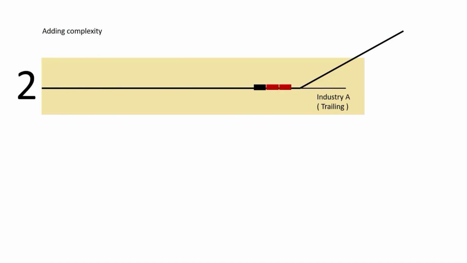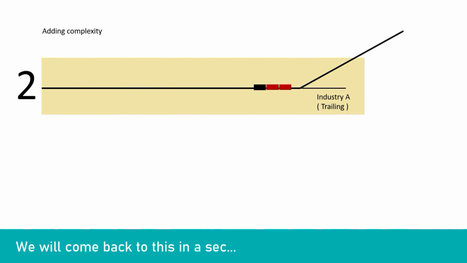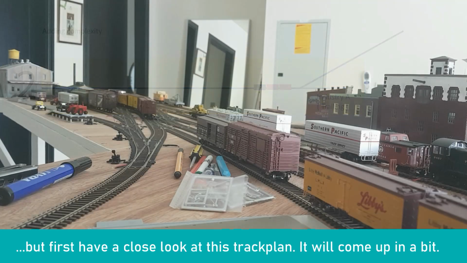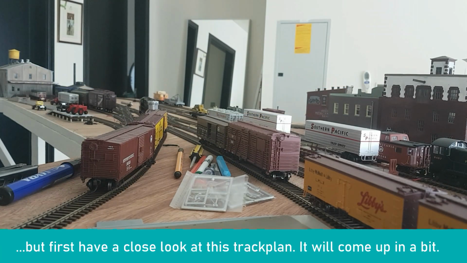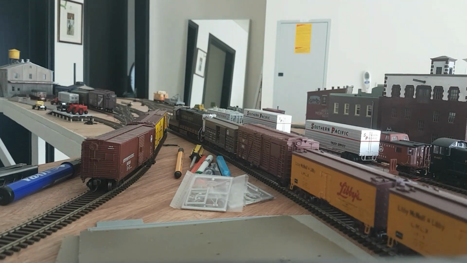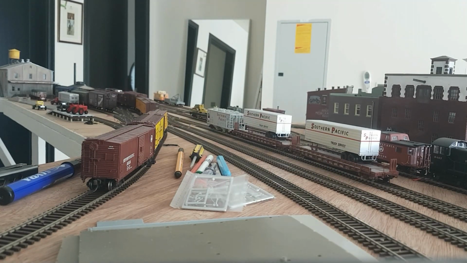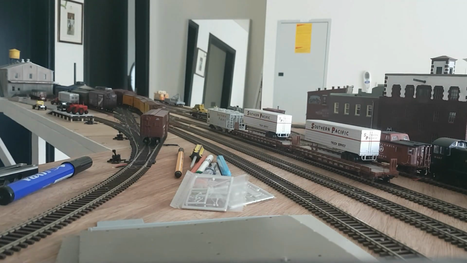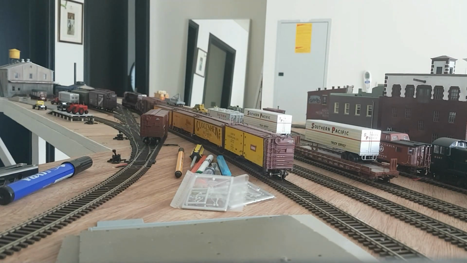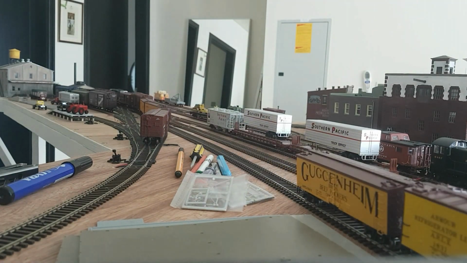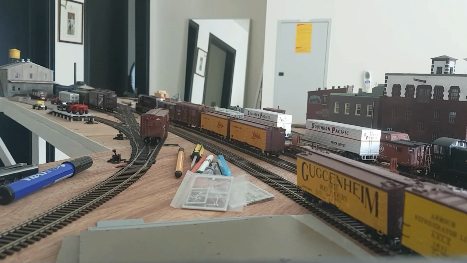Now you know the basics and how to design a switching layout and how to operate one. I just want to give a final word on adding complexity. There's several ways to do that. You can add transfer tracks, more transfer tracks. You can start working with trackage rights, for example. There's a lot of different real prototypical ways to do that. Another way is to add more of the same. So let me give you an example on that.